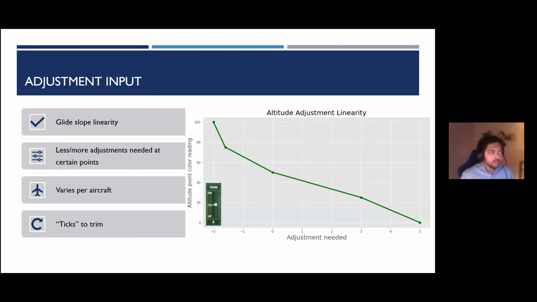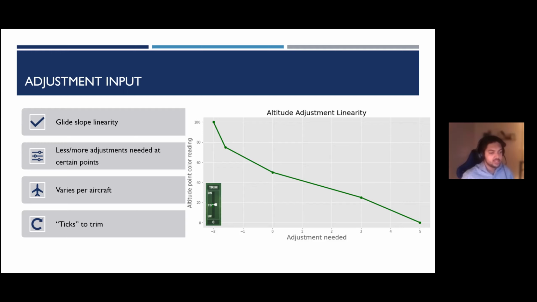So what can we use this altitude colors for? Well, it would be for adjustment input. As you can see, glide slope linearity in the graph present isn't actually perfectly linear. We use trim, which is a feature on the plane where you can make light adjustments to altitude to go up or down more smoothly instead of more jarringly using the yoke.